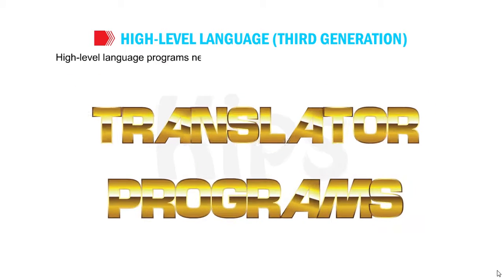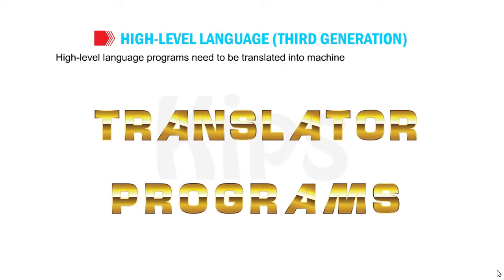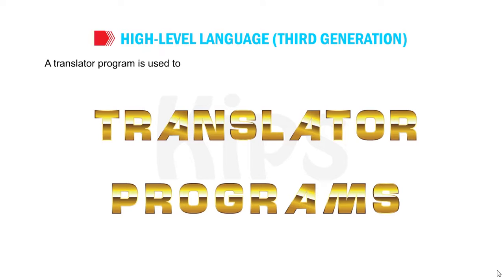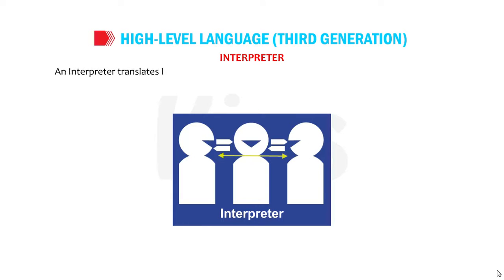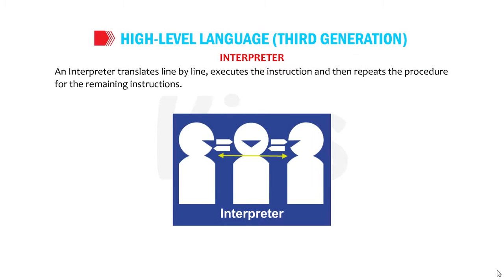High-level language programs need to be translated into machine language by using the translator programs. A translator program is used to convert a high-level language program into machine language. There are two types of translator programs which are as follows. Interpreter. An interpreter translates line by line, executes the instruction and then repeats the procedure for the remaining instructions.